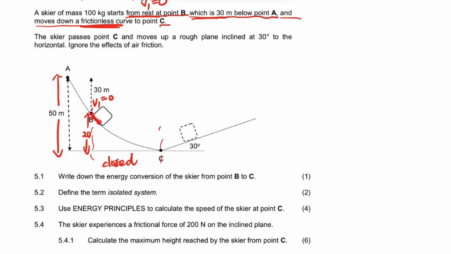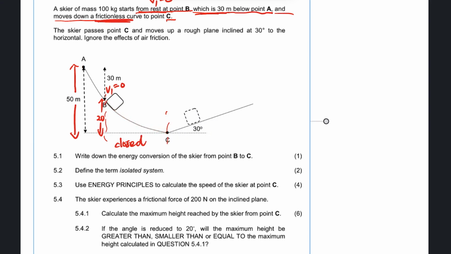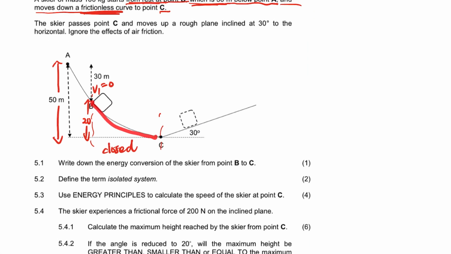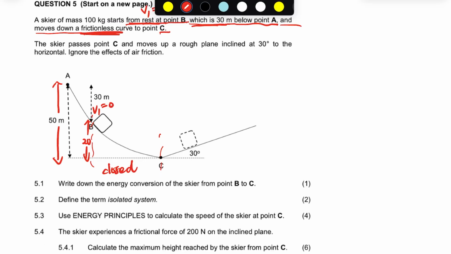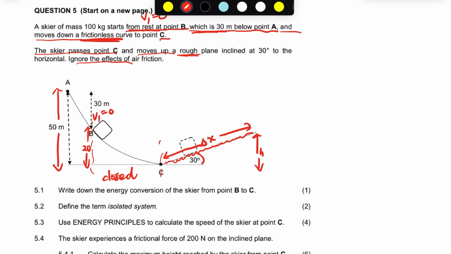And then it moves down the slope to that point, so the velocity is increasing there. There's no friction here as well, as we are told, it's frictionless. Now it says a skier passes point C and moves up a rough incline, which means there's friction here, an incline of 30 degrees. So we're given an angle there, but we do not have a height and we are not told the displacement there. Now, ignore the effect of air friction.